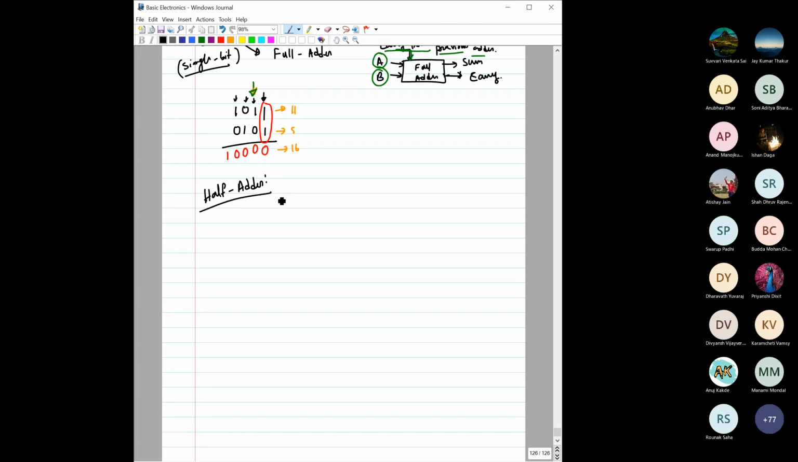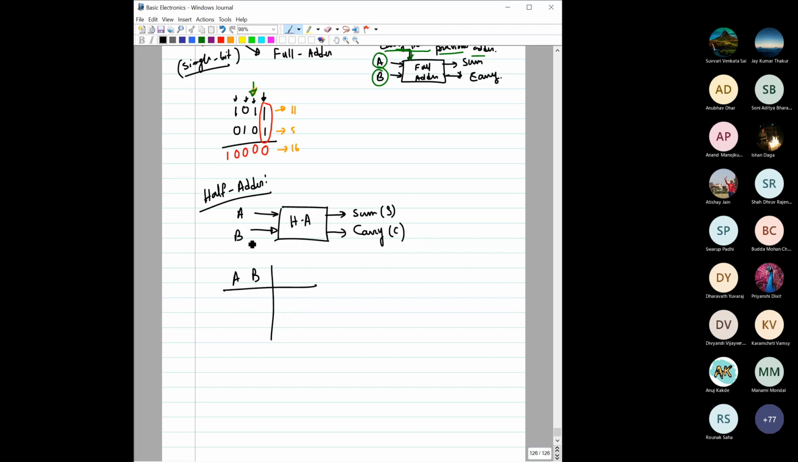Half adder, right? So half adder, just writing it as in short HA. There are two bits that we want to add, and the output is sum denoted as S, and the other one is carry denoted as C, right? So then let us try to make the truth table.